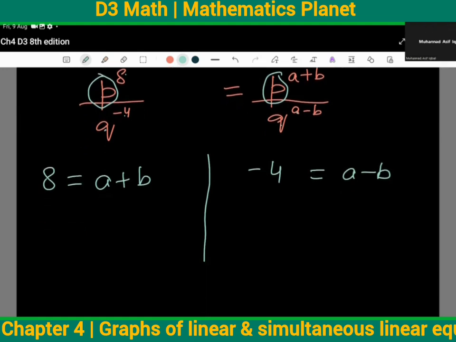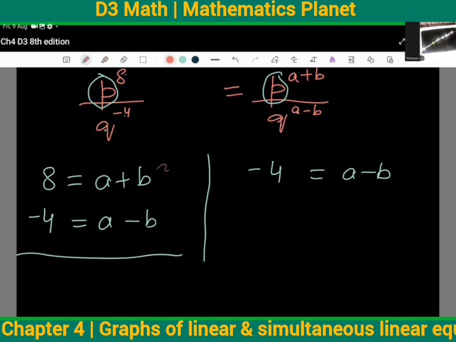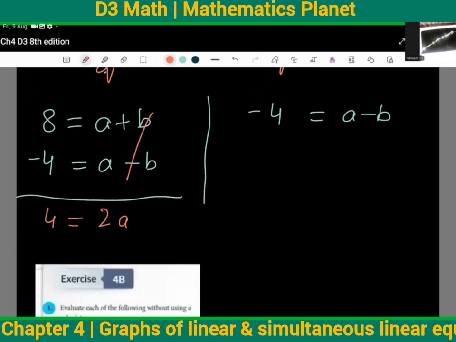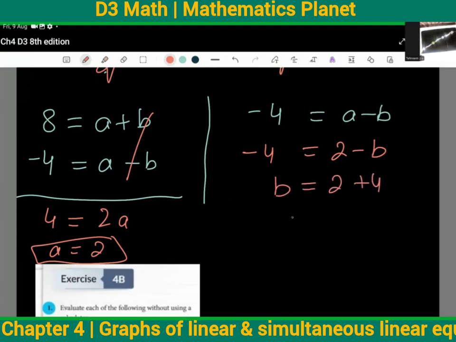See, you get simultaneous equations, which we did in the last chapter. a plus b is 8 and a minus b is minus 4. Let's solve it. 2a is equal to 4 and a is equal to 2. b will be positive here, 2 plus b is 8, b is equal to 6. So we get the answers for a and b.